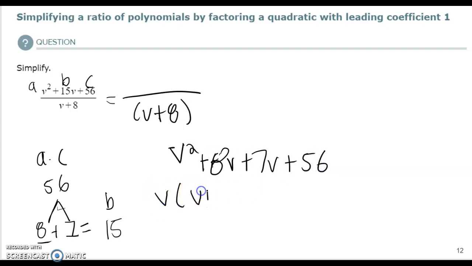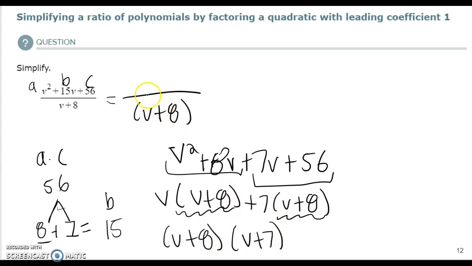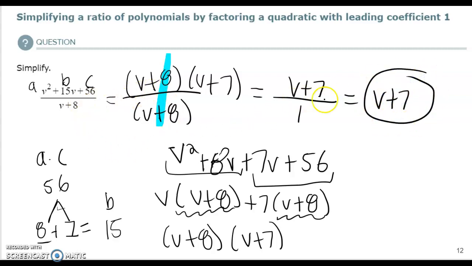I can pull a v out of these. This is factor by grouping now. And then these are my like terms, and then I have my leftovers. So I can pull out a v plus 8. I see that those simplify to 1. And this whole thing simplifies to v plus 7. We're going to have another video to go through the last few slides.